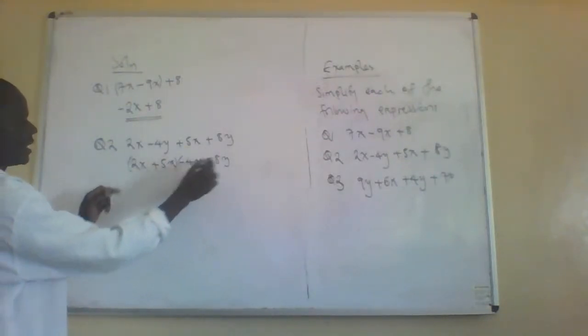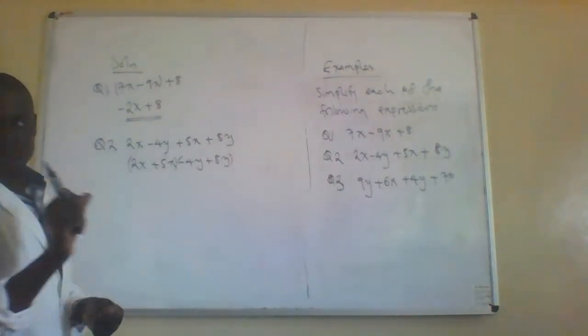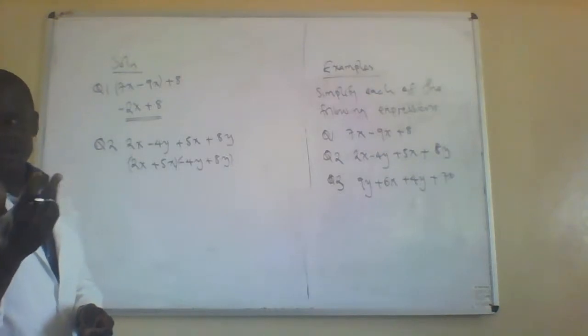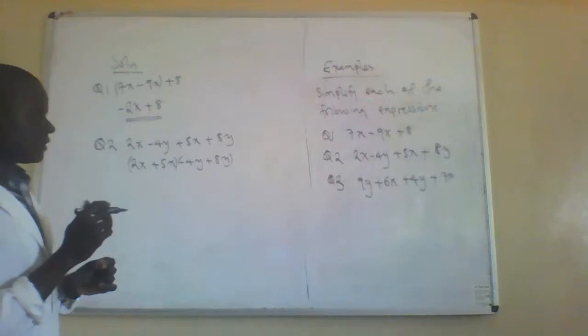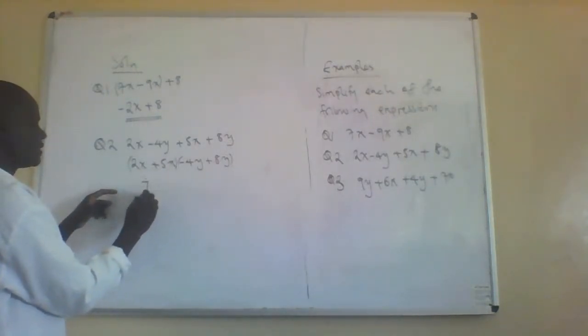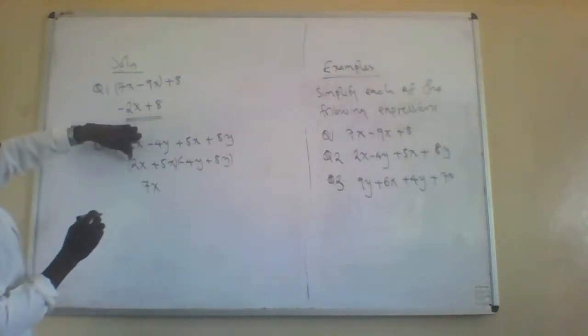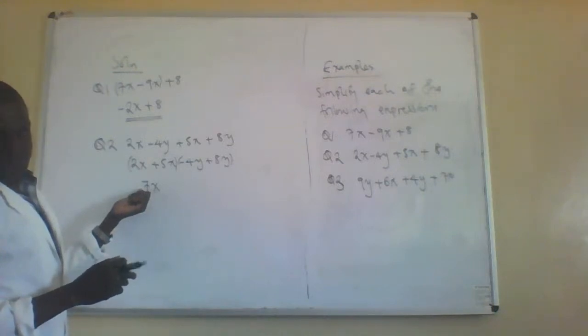Okay, so the second point was, when you have two expressions that have the same sign, what do you do? You add them and then pick a single sign. So you add 2x plus 5x, and then you have 7x. But both of them here are positive, therefore the overall answer becomes positive.